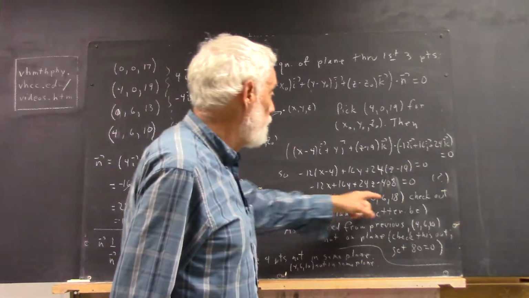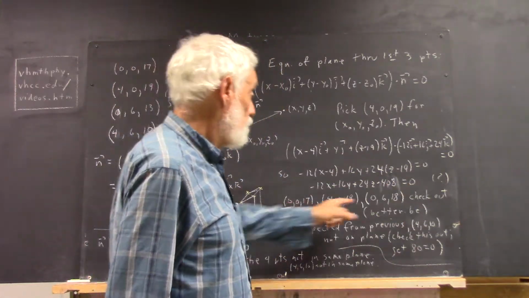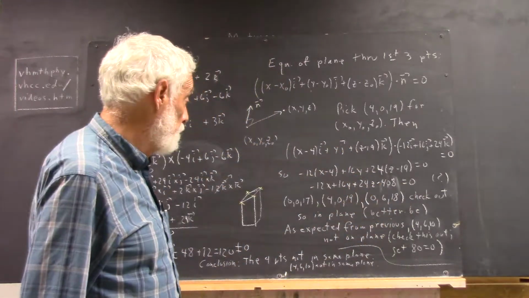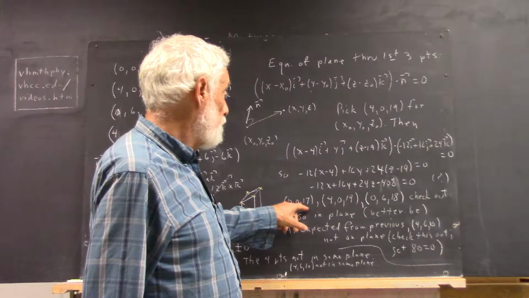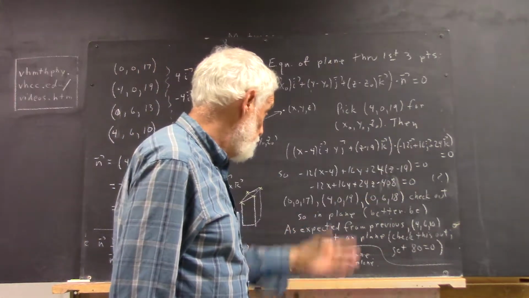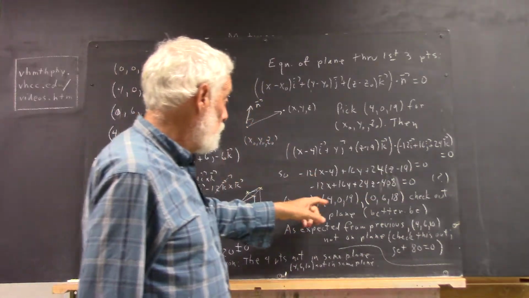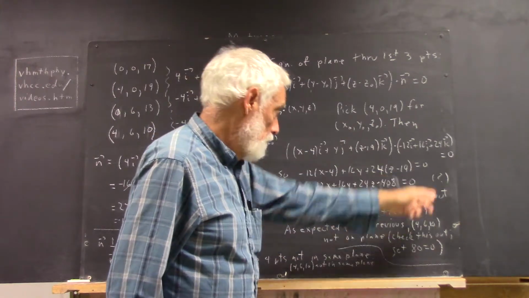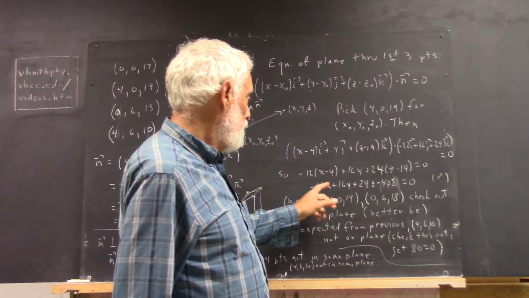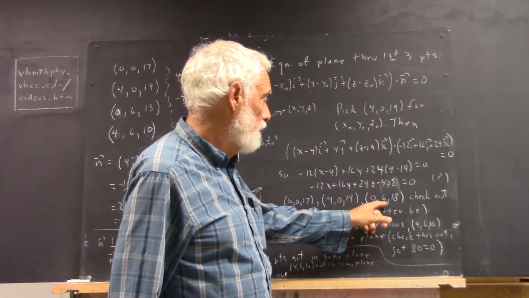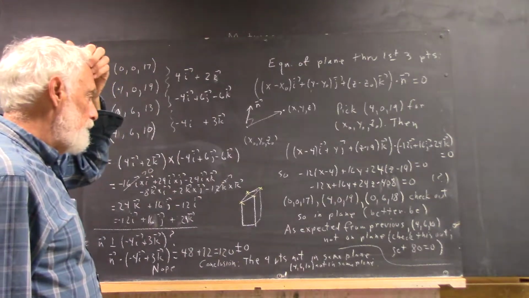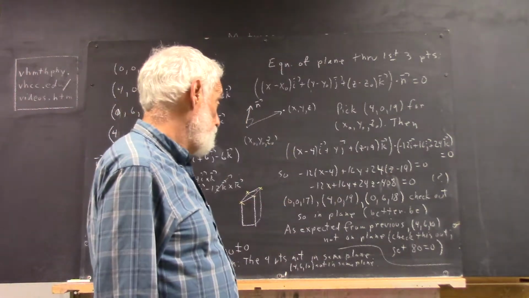So all three of these points are in the plane. We can check this out. All these points had better be in the plane if we calculated it correctly. We plug 0, 0, 17 in here and see if we get 0. We plug 4, 0, 19 in for x, y, and z, and we should get 0. We plug 0, 6, and 18 in, and we should get 0 once more. You can do that.